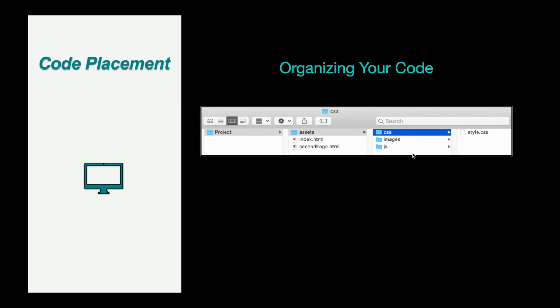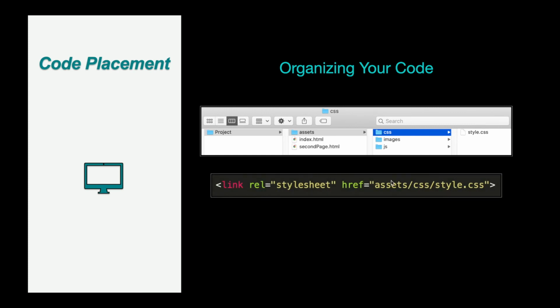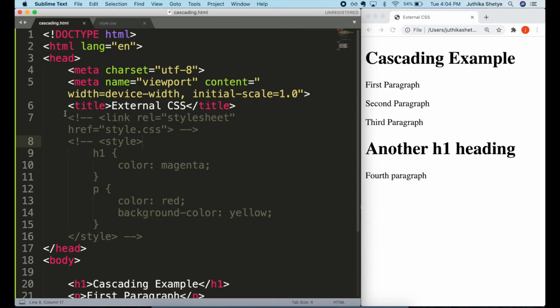So as you can see, my assets folder, which has the CSS, is in the same directory as my HTML files. Therefore, my link to be added in the head section of my HTML will be this: assets/css/style.css. Now finally, let's talk about this idea of cascading style sheets.